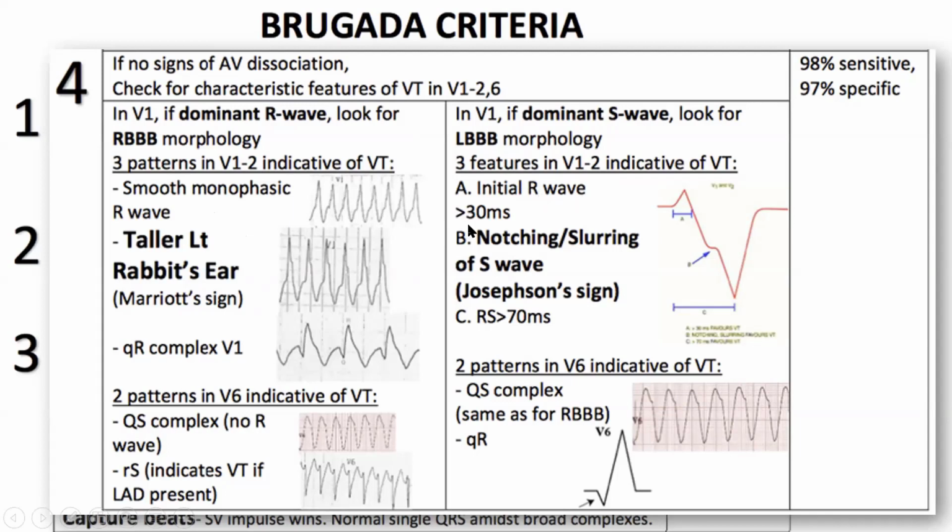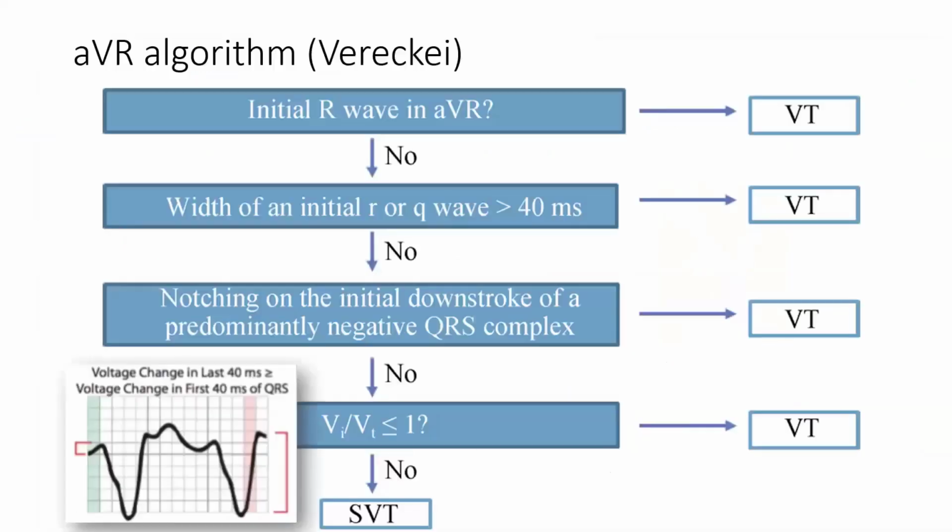Here, the initial R wave again is delayed activation, the cutoff here is more than 30 milliseconds. Notching of the ascending limb of the S wave. The notching again demonstrates the delay, and these all reflect the muscle transmission. And here RS greater than 70. You notice the first step was 100. Here it is more than 70. So these are the criteria.